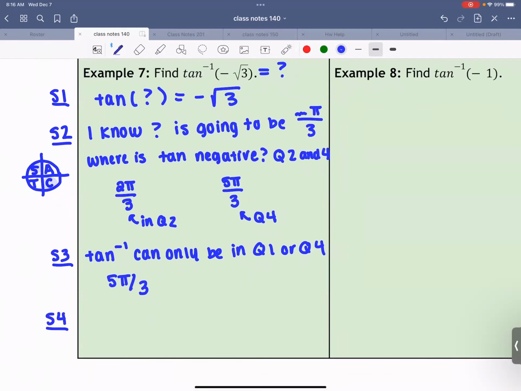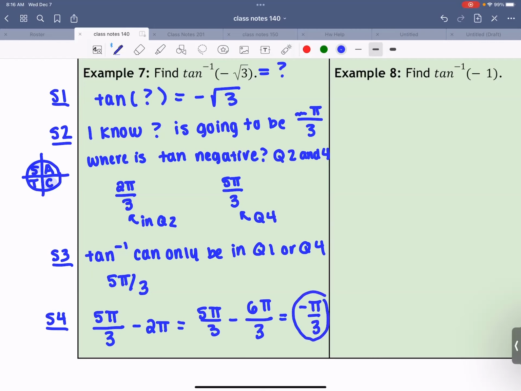Finally, going on to step 4, I know that 5 pi over 3 is like 1.6 pi. Is 1.6 pi between negative 0.5 pi and positive 0.5 pi? No, right? 5 pi over 3 is bigger than pi over 2. So I'm going to subtract off 2 pi. I have 5 pi over 3. My common denominator is 3. 2 pi as a fraction over 3 has to be 6 pi over 3. And I'm going to get negative pi over 3. And that's my final answer.